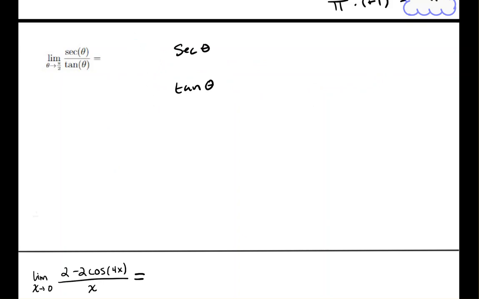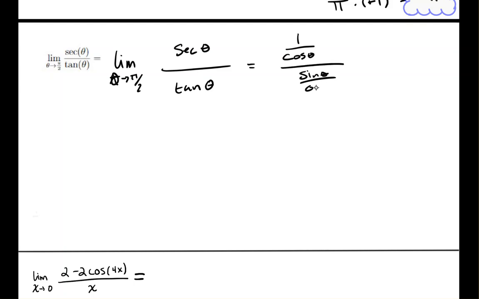So instead of looking at this limit right now, let's leave it as it was, and instead think about how we can rewrite this. Now secant and tangent can be simplified in terms of sine and cosine. Secant is 1 over cosine theta. Tangent is sine theta over cosine theta. And we were finding this limit.